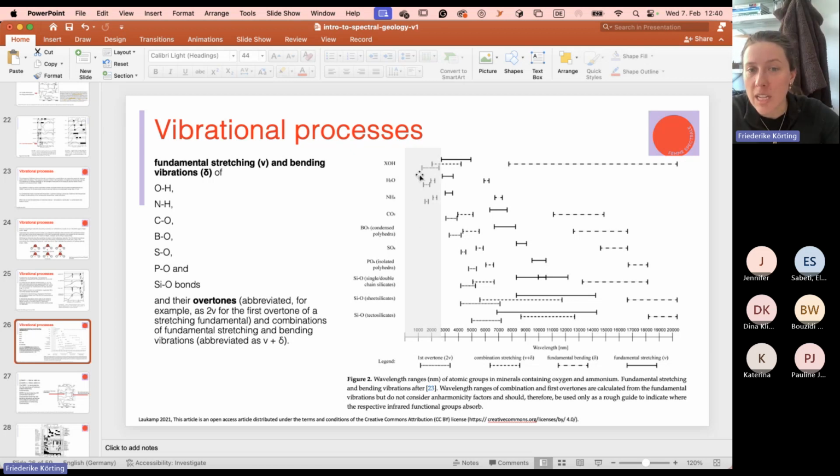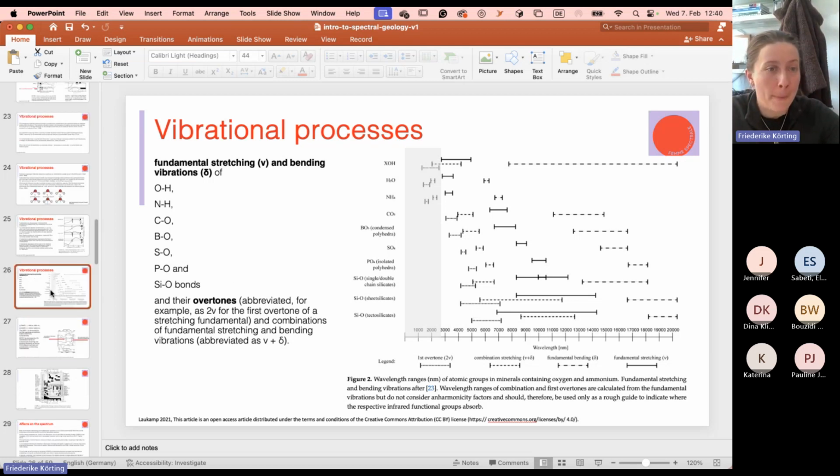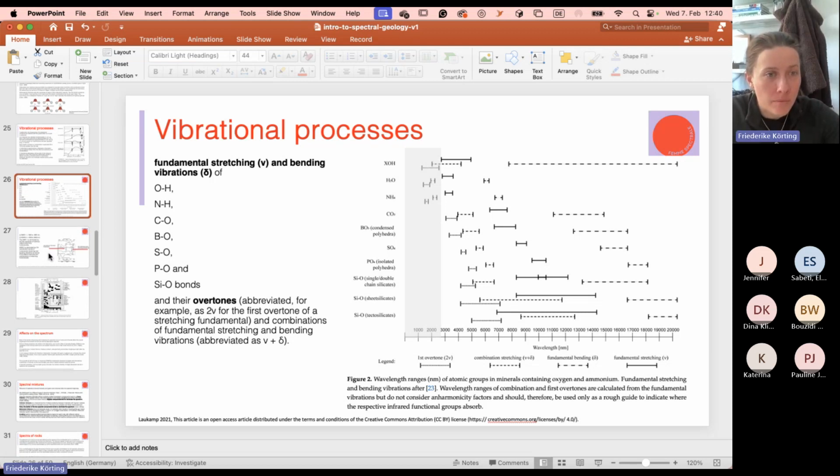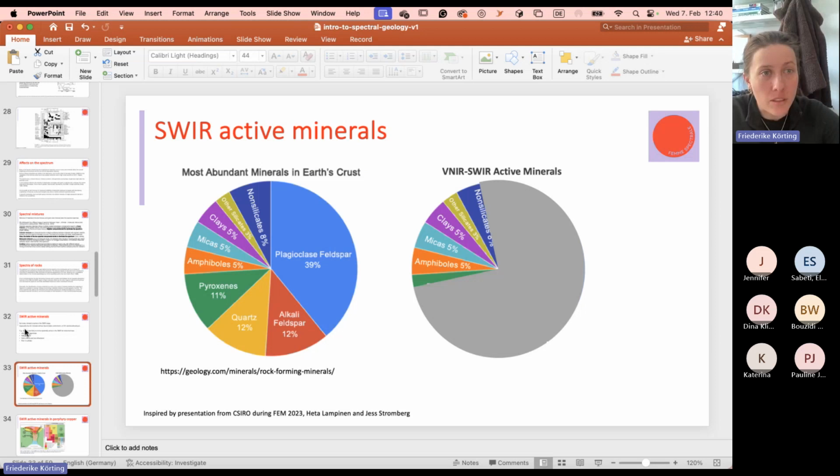There's only a couple of these that are actually active in this wavelength region. So that will also tell us which minerals the shortwave infrared will be viable for, which minerals the midwave infrared will be viable for, and for the far infrared as well. I'm just gonna skip ahead a little bit, but especially for the SWIR active minerals, where we usually look at mineralogy and not element interactions, we have a limited window of minerals that we can map using the shortwave infrared.